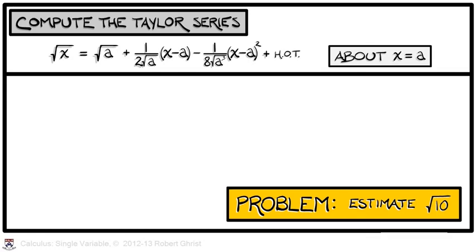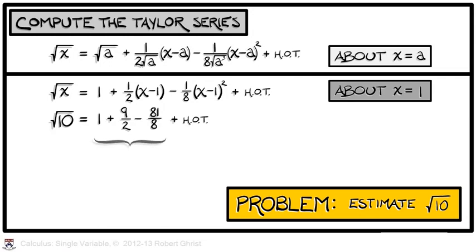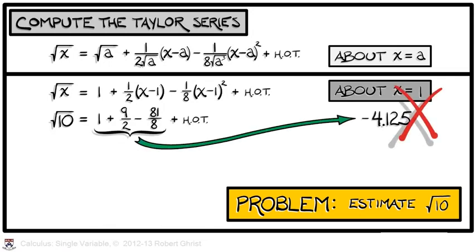Well, to compute the square root of 10, what are we going to do? Let's say I expand about 1, because 1 is a simple value. I know the square root of 1, that is simply 1. That makes the coefficients of the Taylor expansion easy to compute. On the other hand, when I actually try to estimate the square root of 10 based on this, then I get 1 plus 1/2 times 9 minus 1/8 times 9 squared, or 81, plus higher order terms. How good of an approximation is that? Well, that gives me a value of negative 4.125. I know this is not the square root we're looking for. That is a bad approximation.